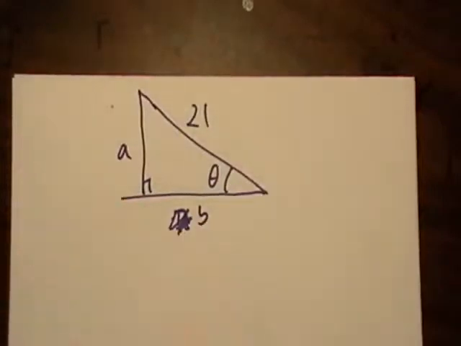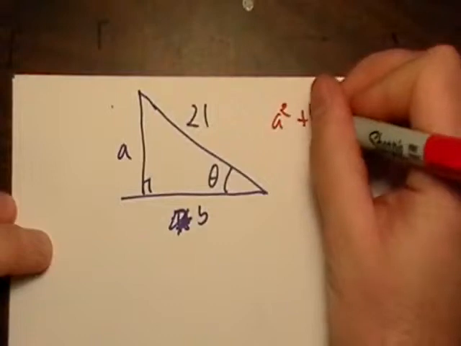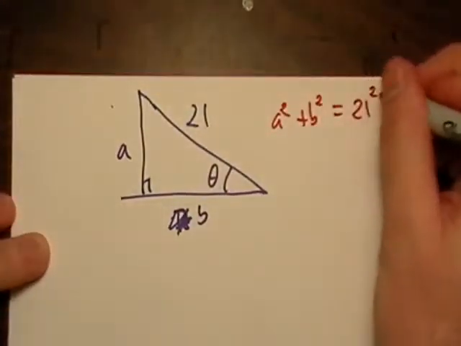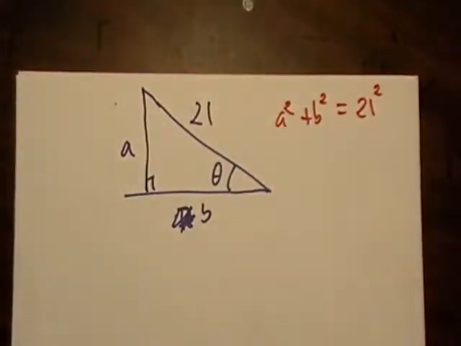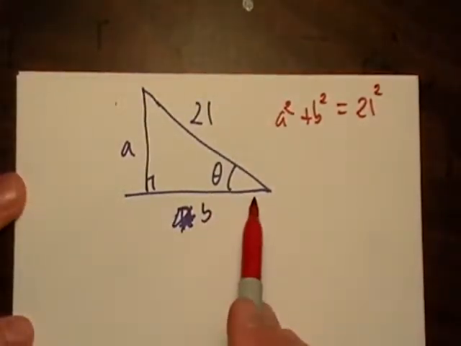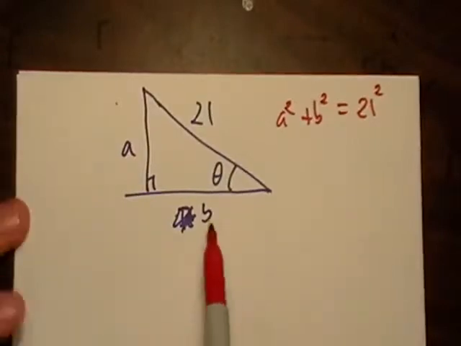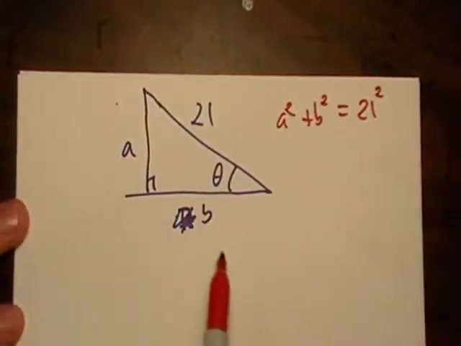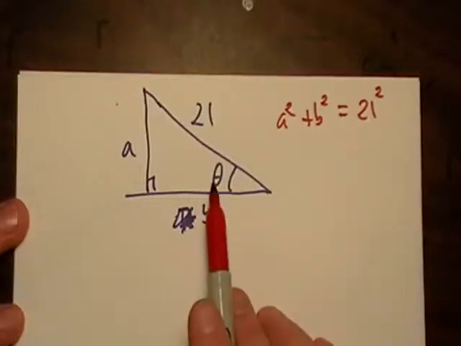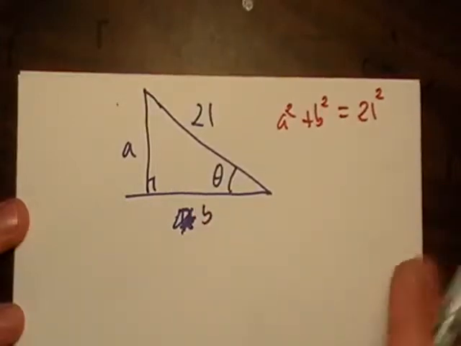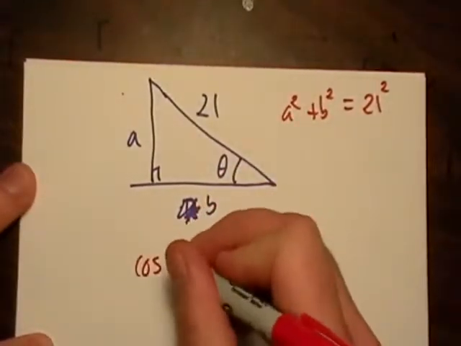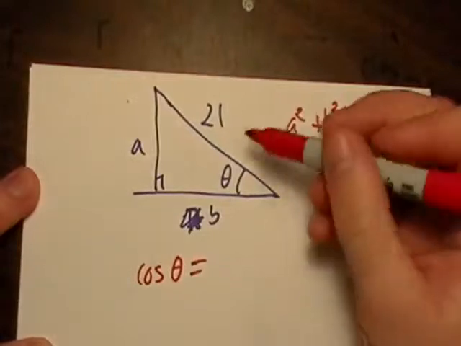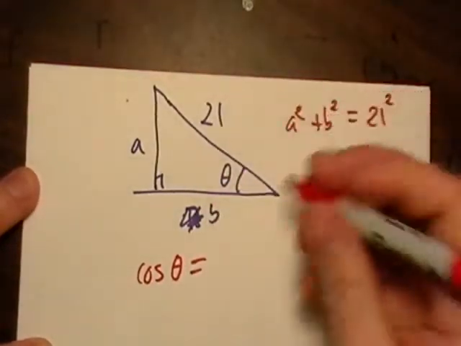We could try the Pythagorean theorem, but that's really not going to finish anything for us. I'll tell you what we can do. We can take the sine or the cosine of this angle theta, and we can figure it out that way. I'll show you how. Watch this. Cosine of theta is equal to what? Remember? Adjacent over hypotenuse. So let's just write that.